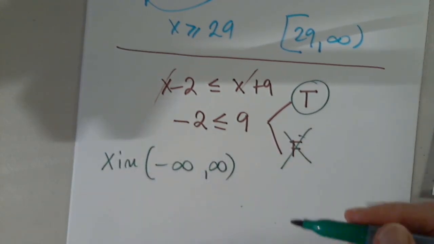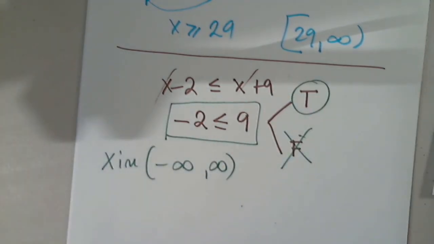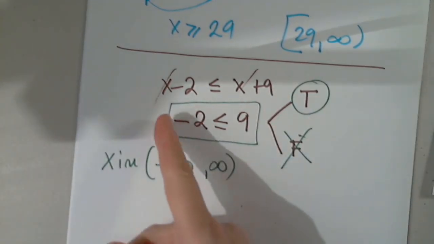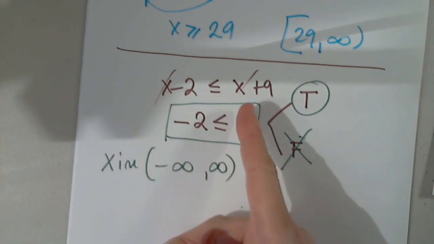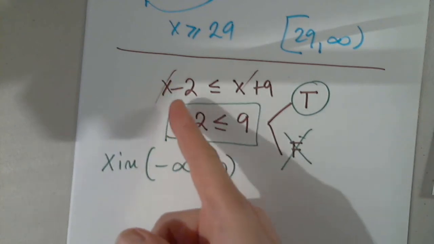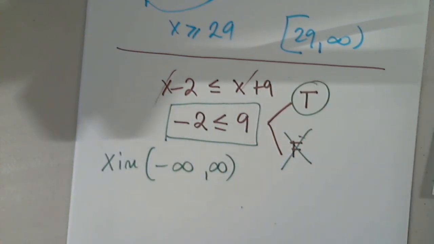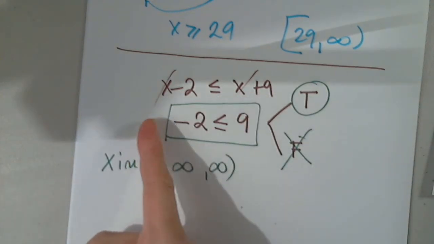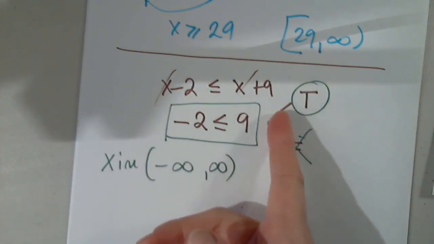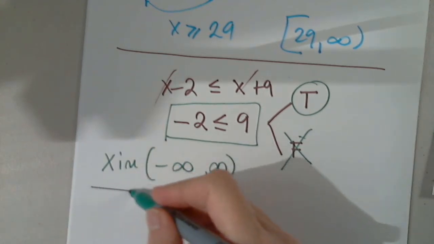Who cares what x is? This is always a true statement. For any x, this will work. If I put 10, is 10 minus 2 less than or equal to 10 plus 9? Of course it is. If I put negative 5, is negative 5 minus 2 less than negative 5 plus 9? Of course it is. If I put 10,000, is 10,000 minus 2 less than or equal to 10,000 plus 9? Of course it is. So I get all real numbers.